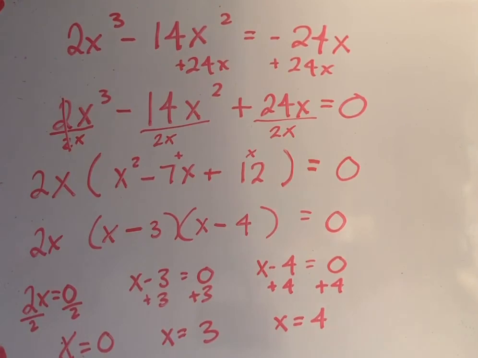So when I solve this by factoring, x equals 0, x equals 3, and x equals 4.